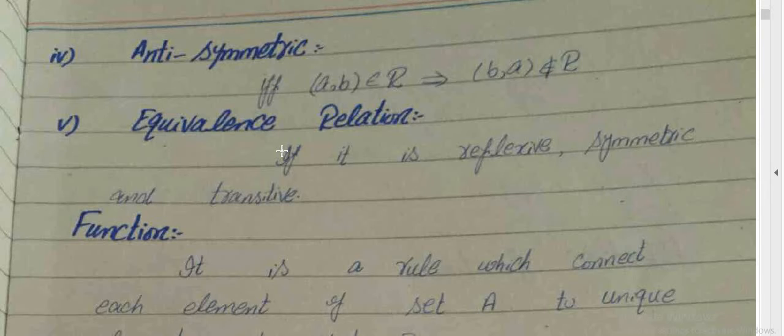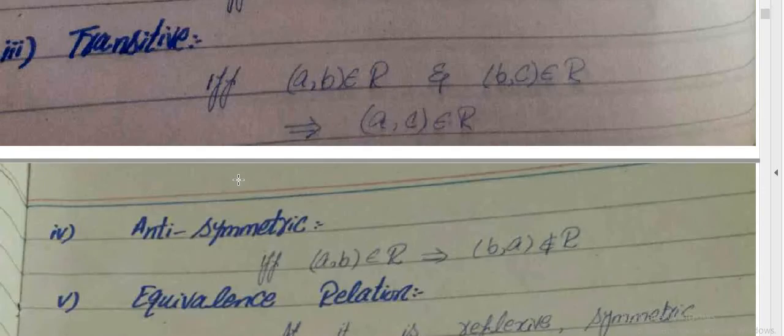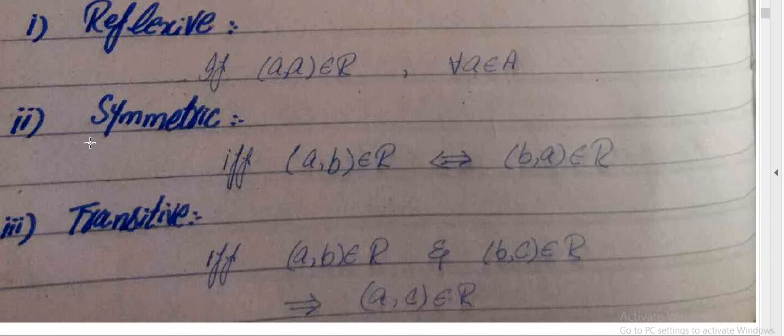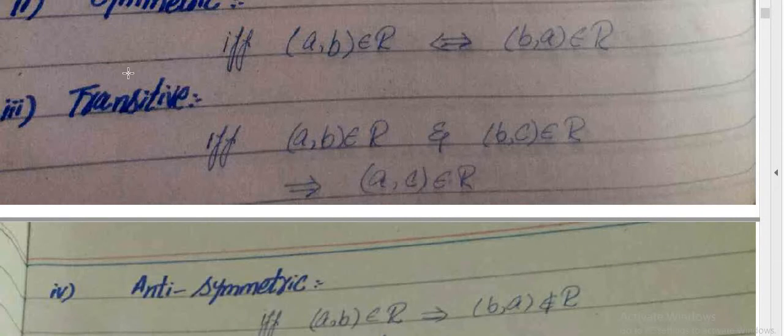If we have to prove that a relation is an equivalence relation, then firstly we will prove that this relation is reflexive, secondly we will prove that the relation is symmetric, and thirdly we will prove the transitive property for that relation.